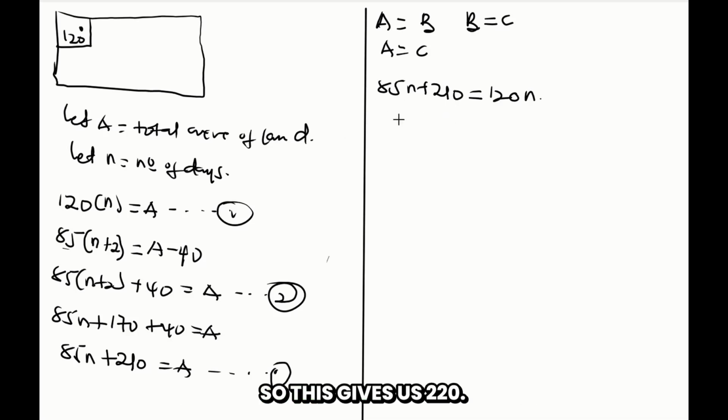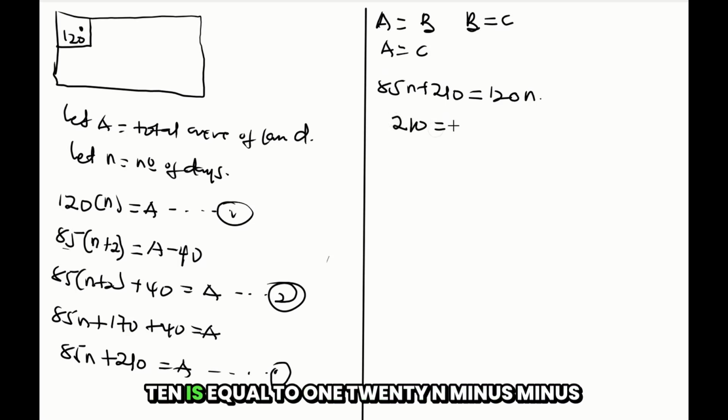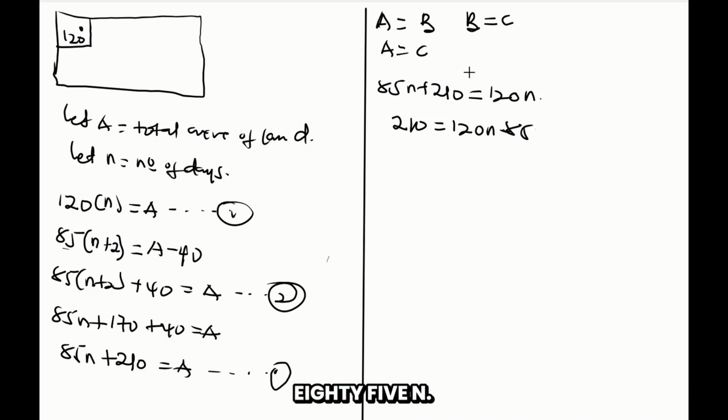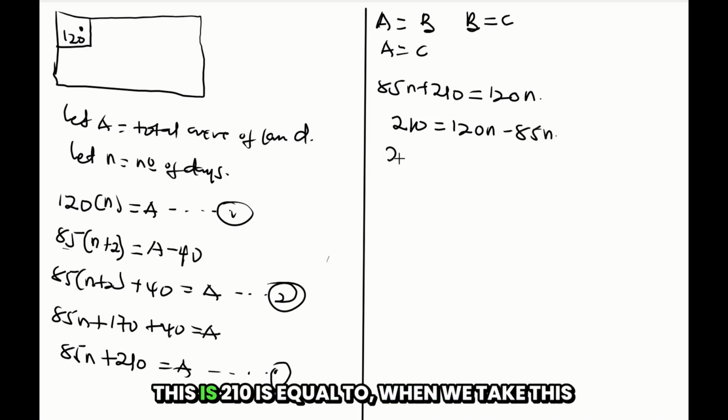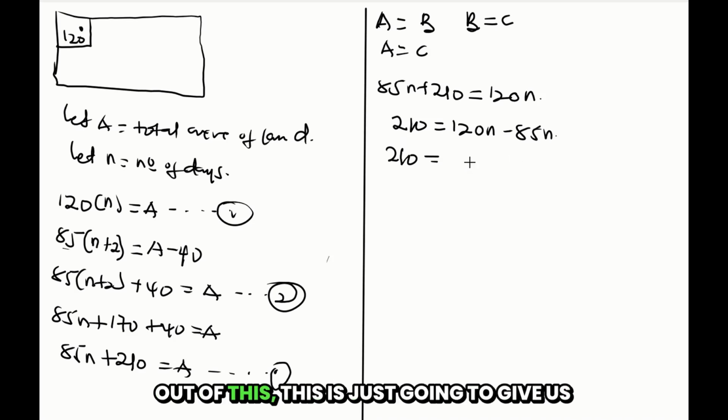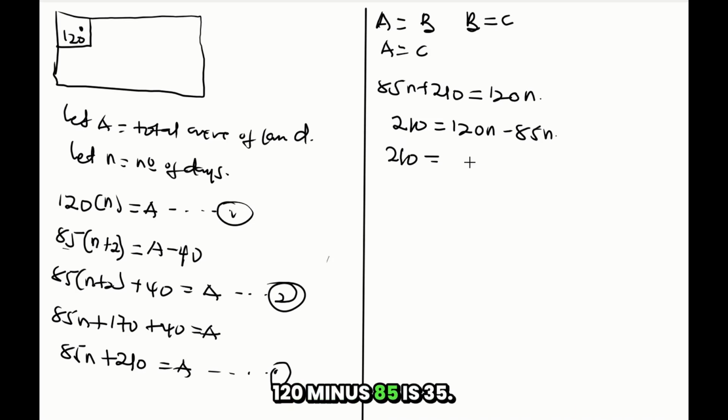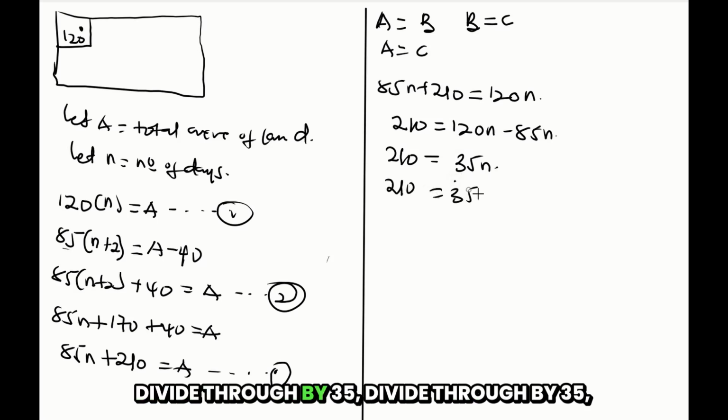So this gives us 210 is equal to 120n minus 85n. So this is minus 85n. What is this? 210 is equal to, when we take this out, 120 minus our 85, which is 35. This is just going to be 35n. All right, 210 is equal to 35n.